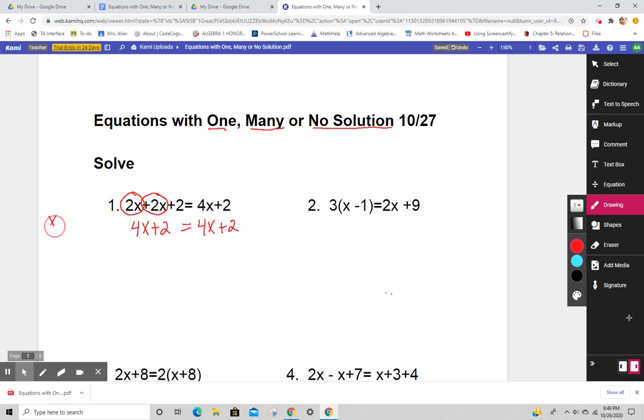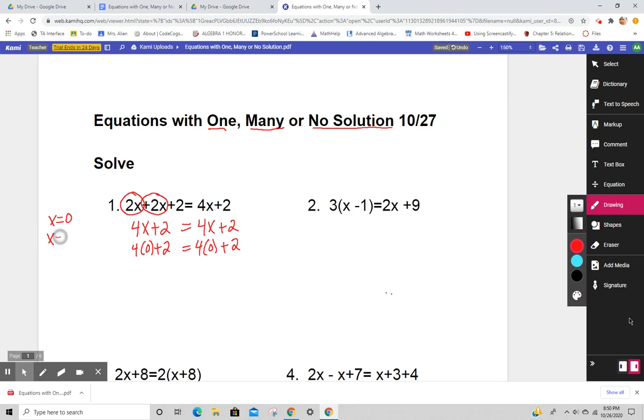So let's say x is equal to 0. So replace x with 0. Do you see we get 2 equals 2? Because 4 times 0 is 0, and 0 plus 2 is 2. So we get 2 on both sides. So we get a true equation.